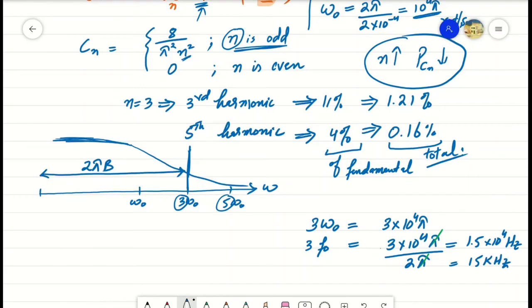So as most of the energy is concentrated in the band from 0 frequency to the third harmonic of this signal, for this case of the information signal being a triangular wave, we can calculate the bandwidth of the information signal as equal to 15 kilohertz.